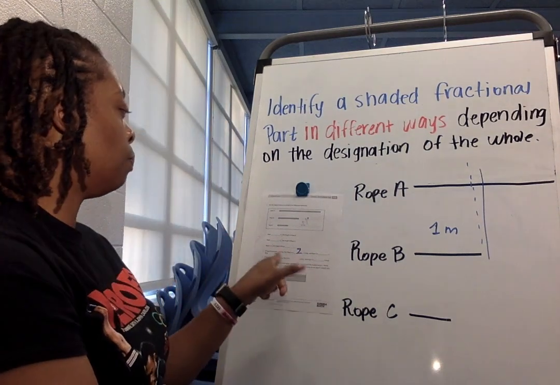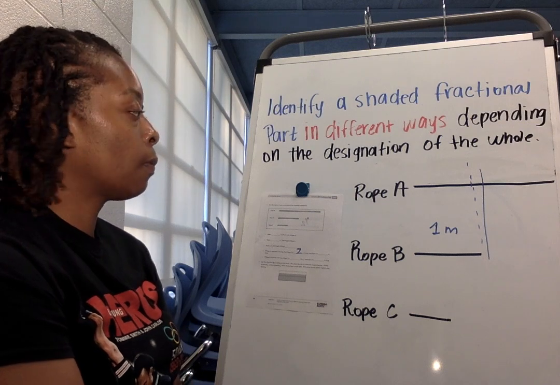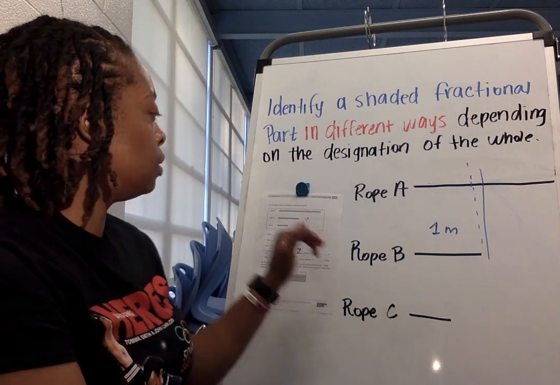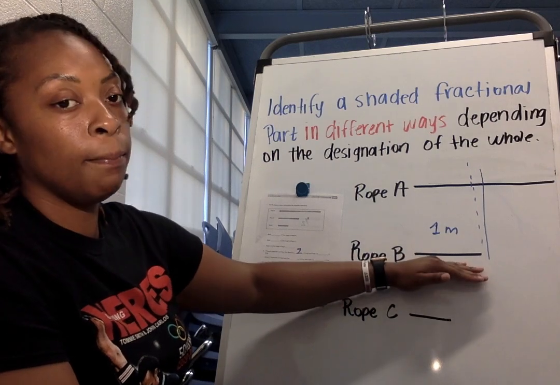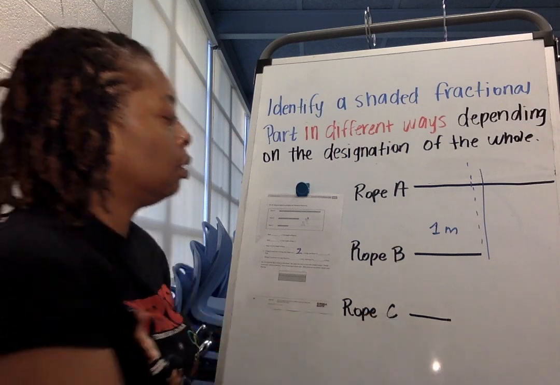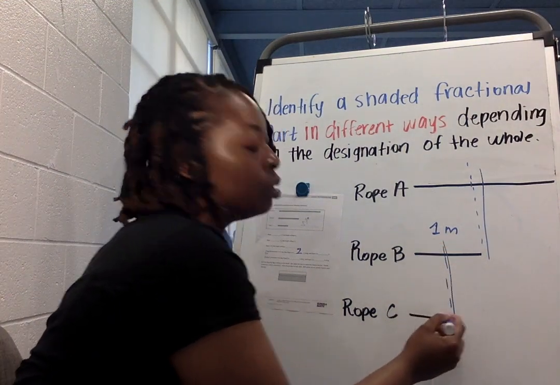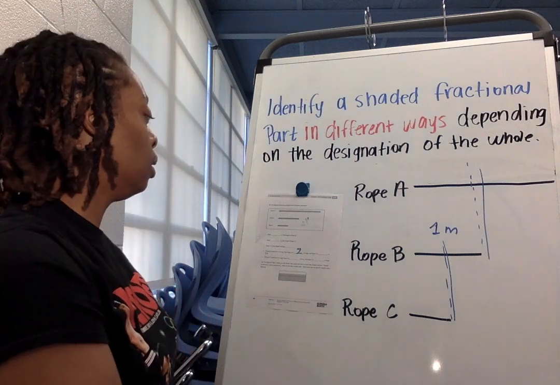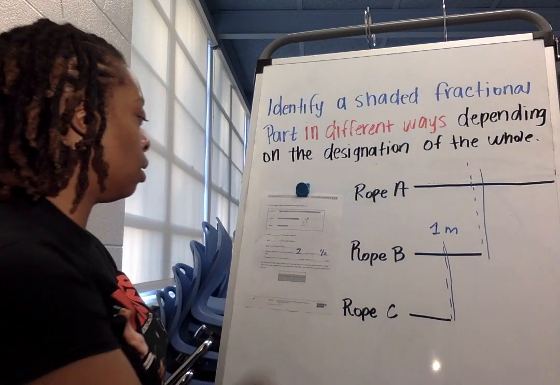And rope C is blank meters long. How many meters long do you think rope C is? Compare the size of rope C to rope B. If this is 1 meter, is this 1 meter? No, it's not the same length. Is it about half? It's about half a meter. So rope C is 1/2 or half a meter long.